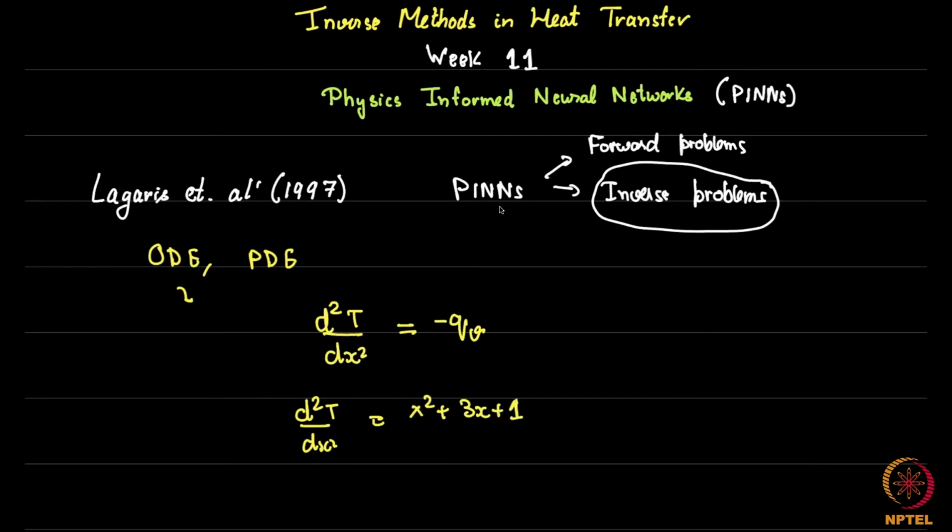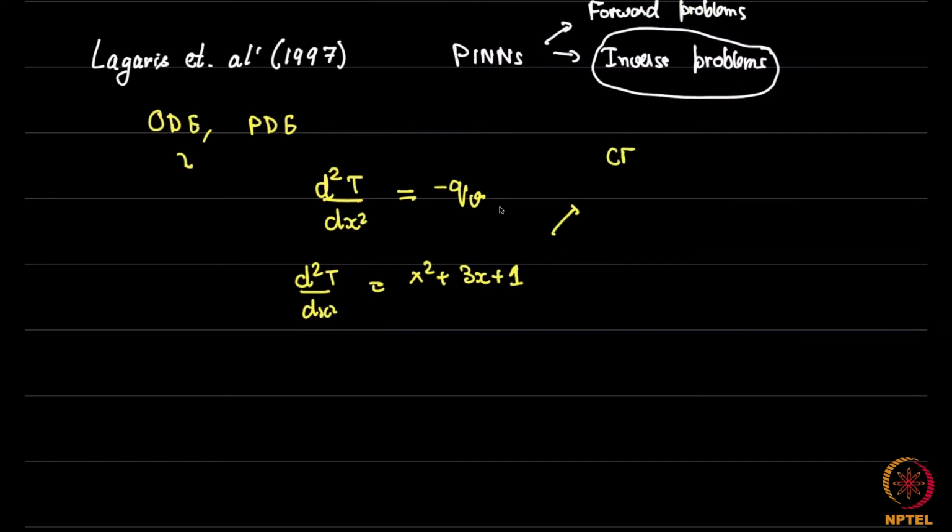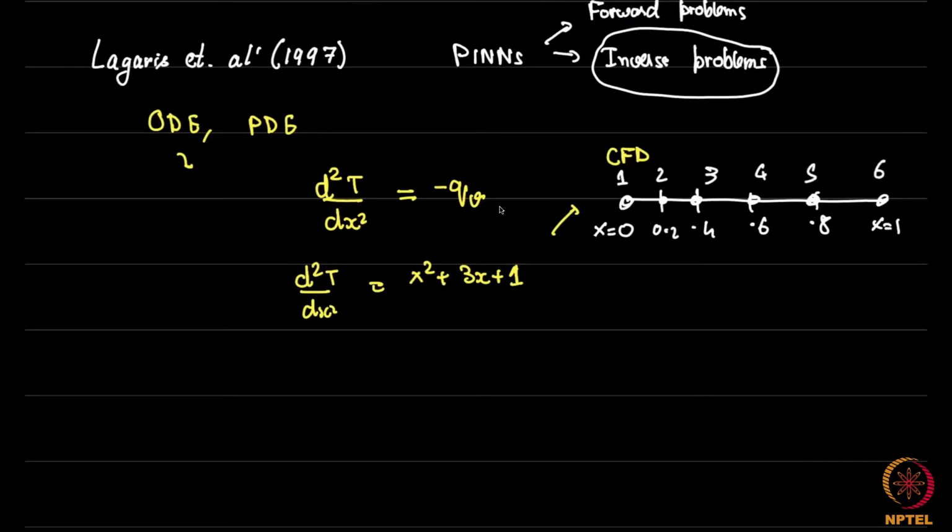Okay. So the way you would solve it using CFD would be you would make a mesh and you will take some points in the mesh. Let's say this goes from x equal to 0 to x equal to 1. Let me make it uniform: 0.2, 0.4, 0.6, 0.8, and 1. So then these are grid points i equal to 1, 2, 3, 4, 5, 6.